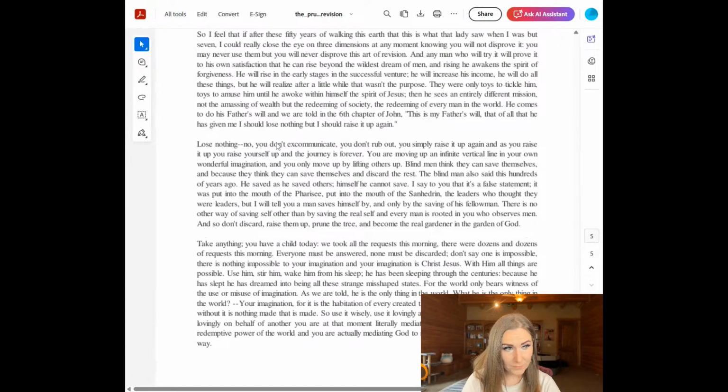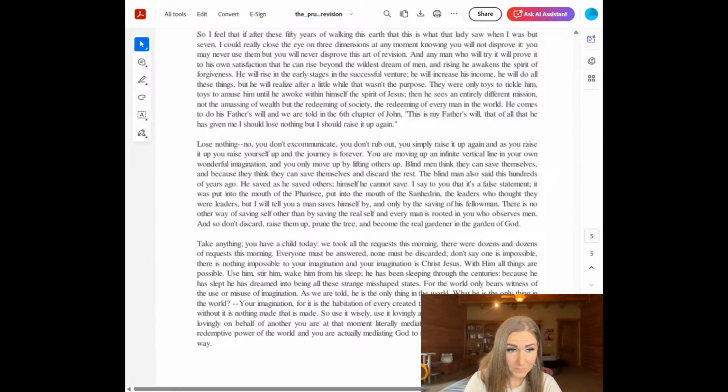Lose nothing. No, you don't excommunicate. You don't rub out. You simply raise it up again as you raise it up. You raise up yourself. You raise yourself up, and the journey is forever. You are moving up an infinite vertical line in your own wonderful imagination, and you only move up by lifting up others.